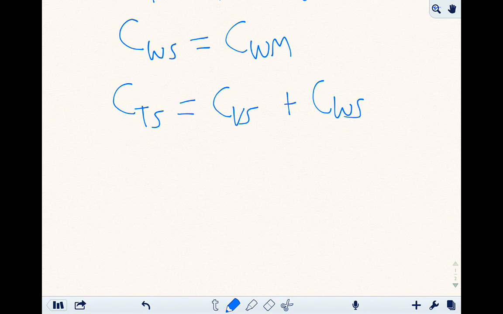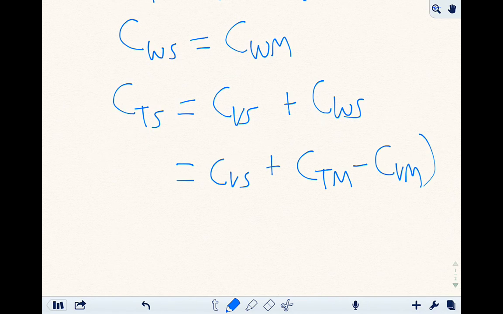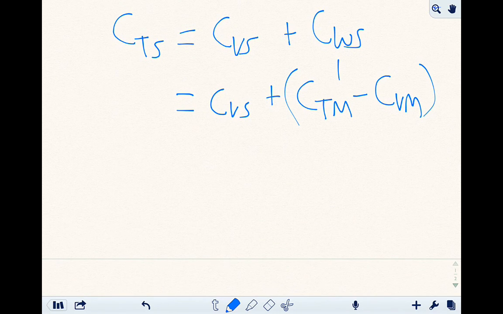So this is going to be equal to CVS, the viscous drag on the ship, which we can estimate, plus the difference between the total drag on the model and the viscous drag on the model. The difference between those two is the wave drag on the model, and the wave drag coefficient on the model is assumed to be the same as the wave drag coefficient on the full scale, so these two things are the same. Now we'll write it in terms of CF, our frictional drag coefficient.